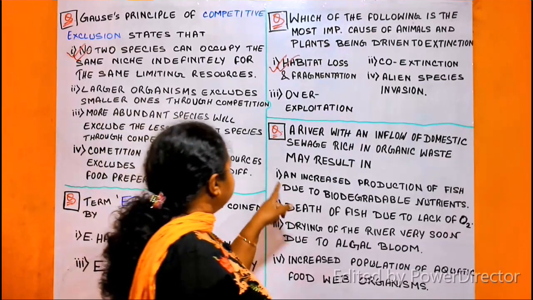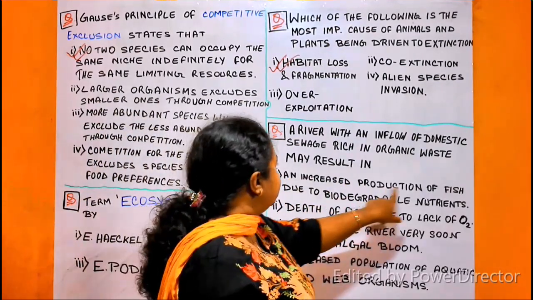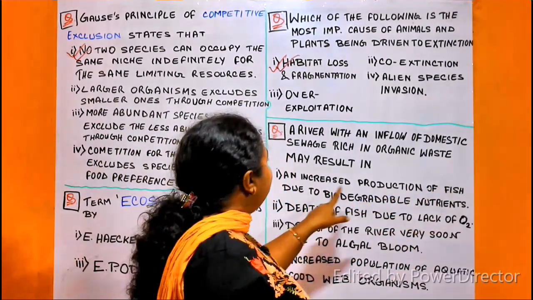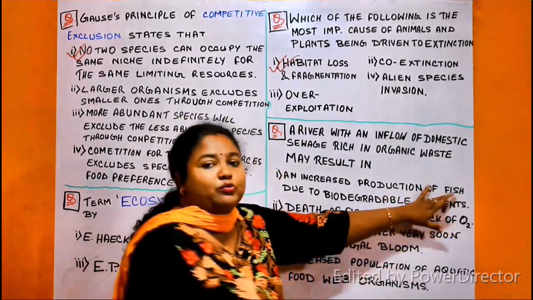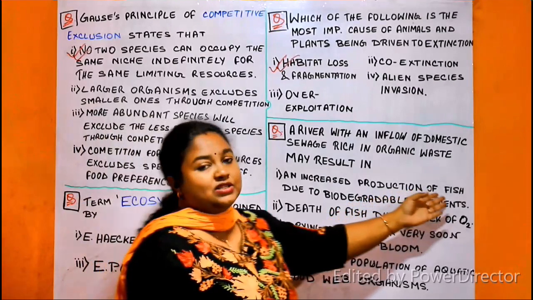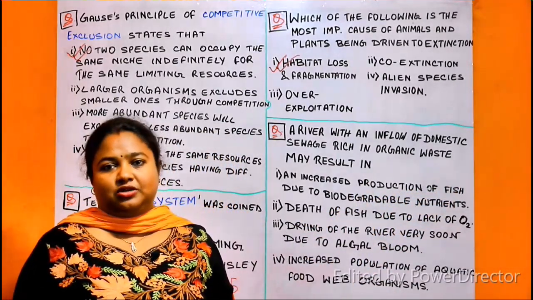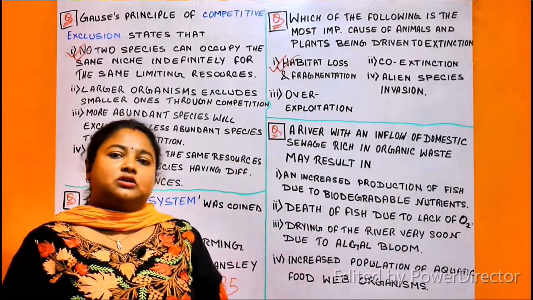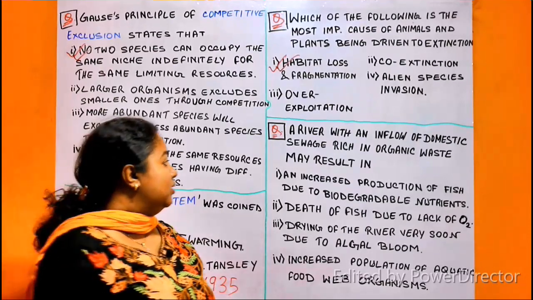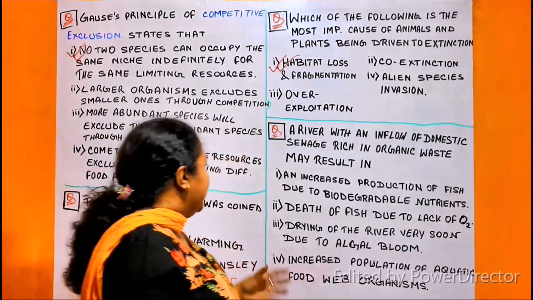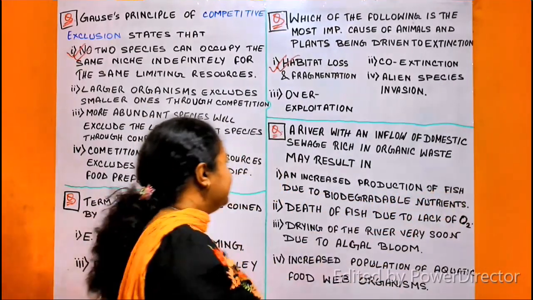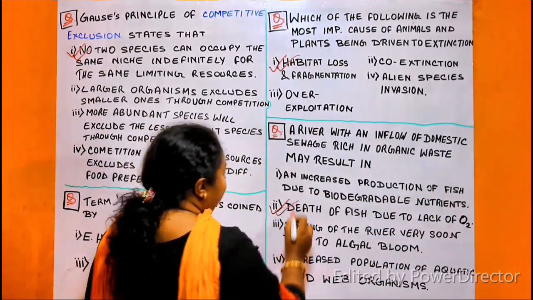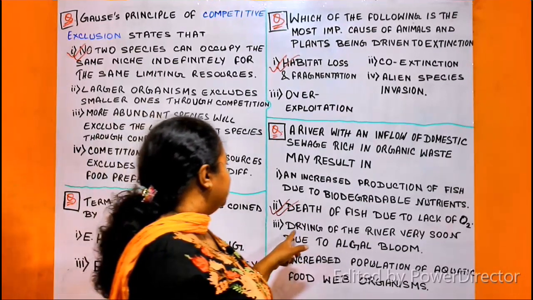We'll see. An increased production of fish due to biodegradable nutrients. Increased production of fish is not possible because the fishes will not get the oxygen which is required. All the oxygen will be utilized by the growing microorganisms. Along with that, death of fish due to lack of oxygen, this will be the correct option, but let us read the other options also.